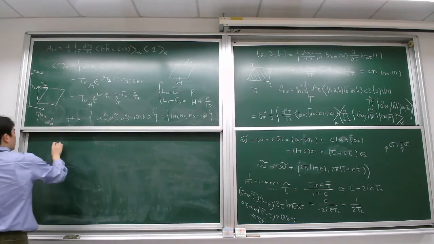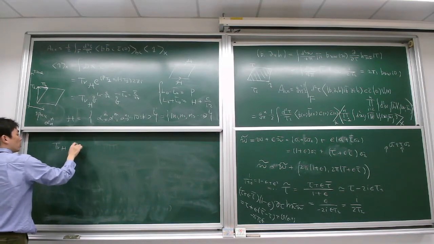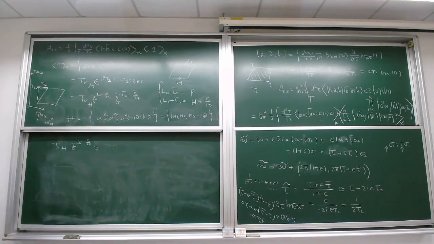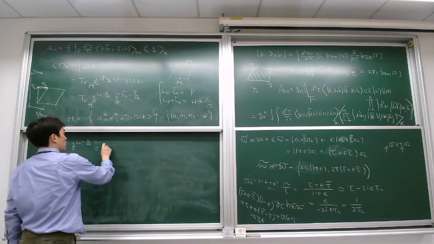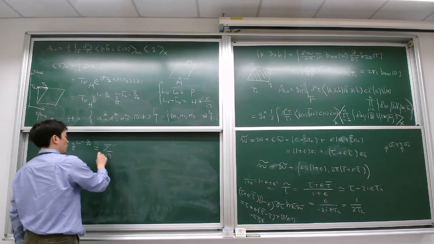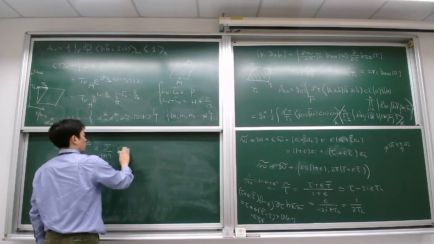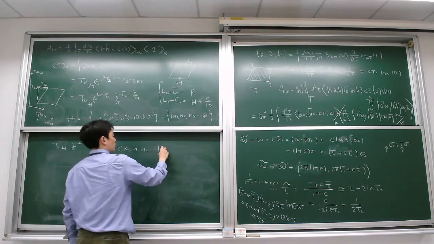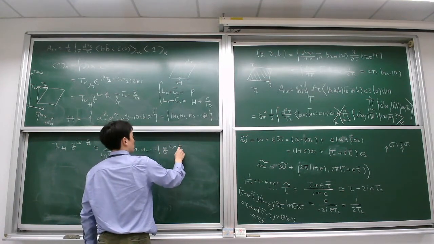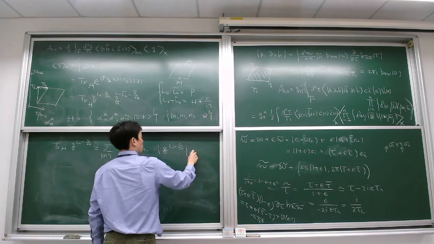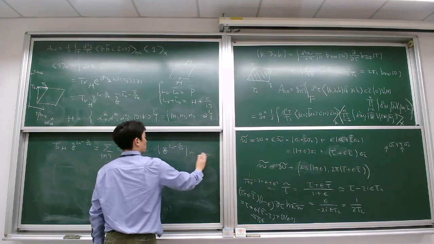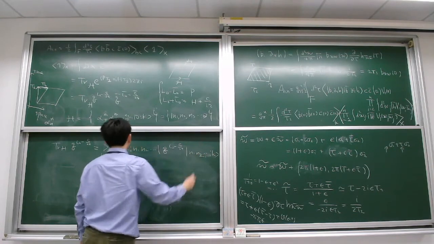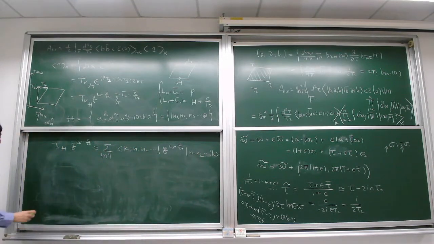And the trace over Hilbert space of q to the L0 minus c over 24. This is the holomorphic part. It's just a sum over all n1, n2, and so on, of q to the L0 minus c over 24, sandwiched between the states n1, n2.